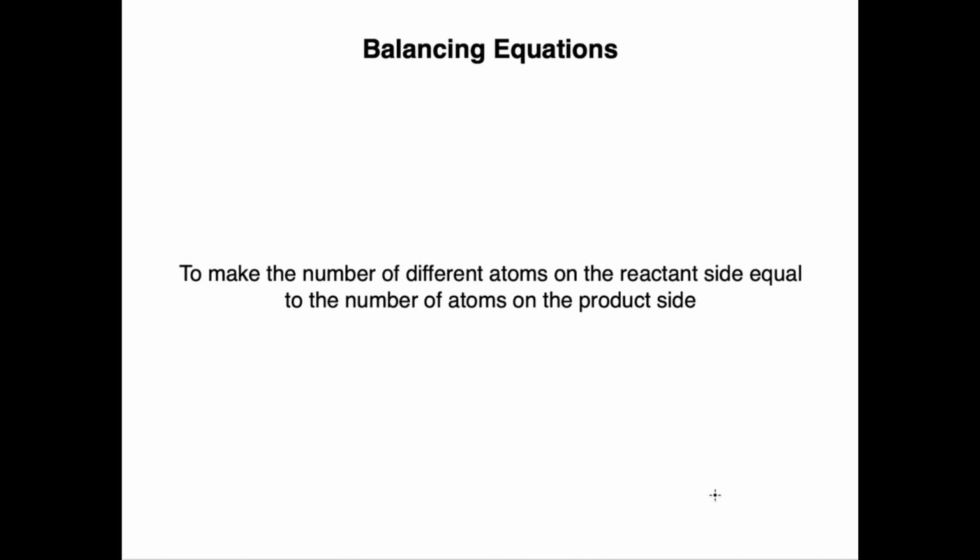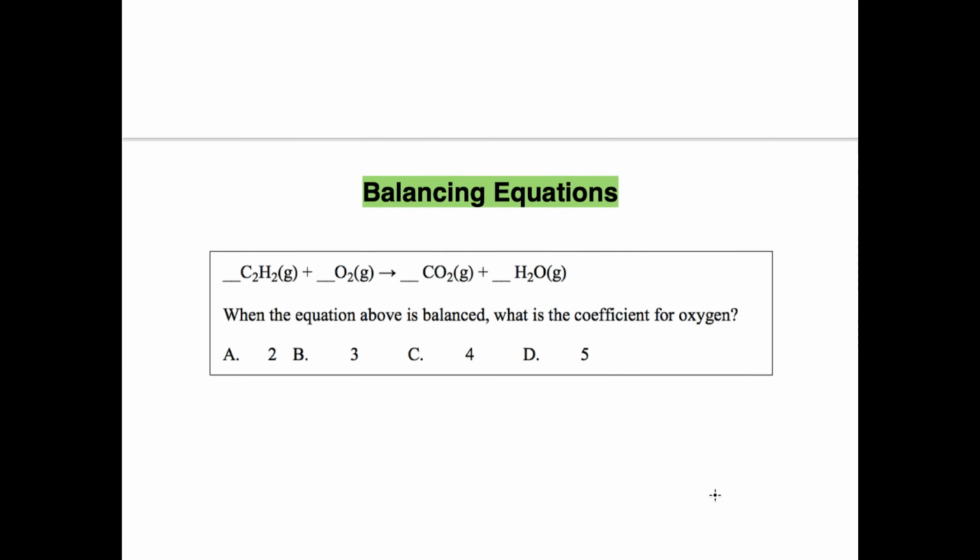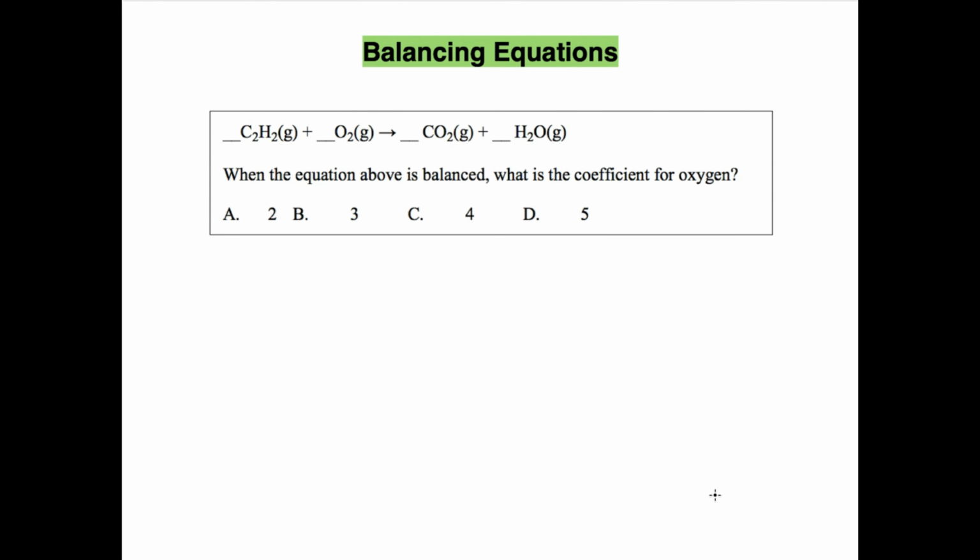Going on to balancing equations. This is very important, and IB loves to test everyone on balancing equations. So the key point is this. You want to make the number of different atoms on the reactant side equal to the number of atoms on the product side. So we need to determine the coefficient for each species and make the number of atoms of the reactants equal to the number of atoms of the products.